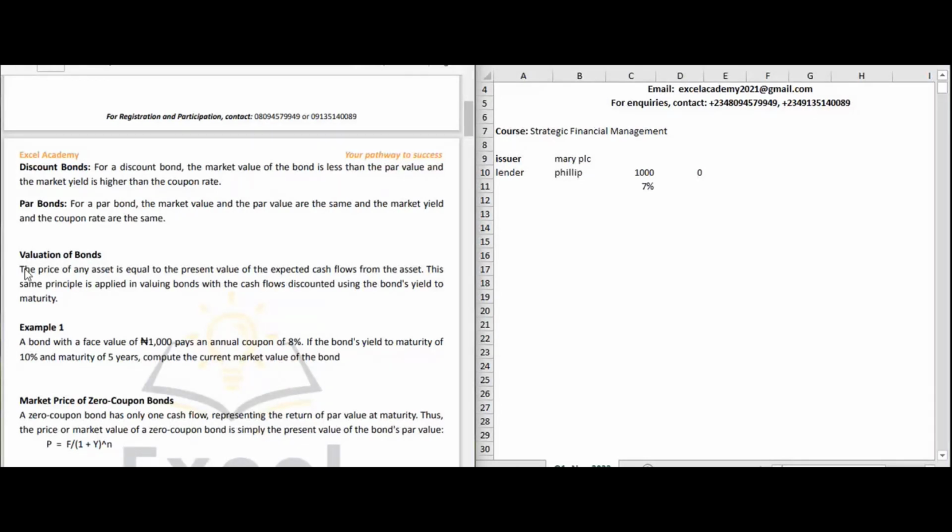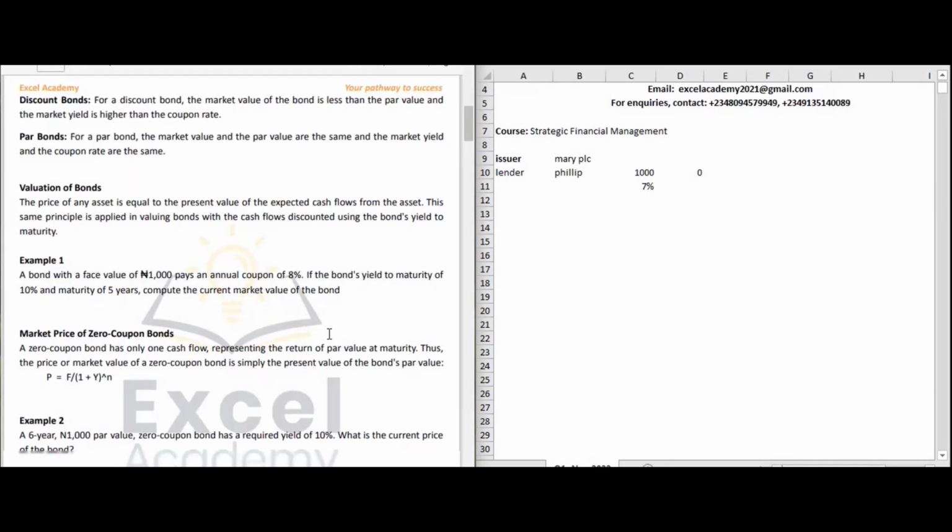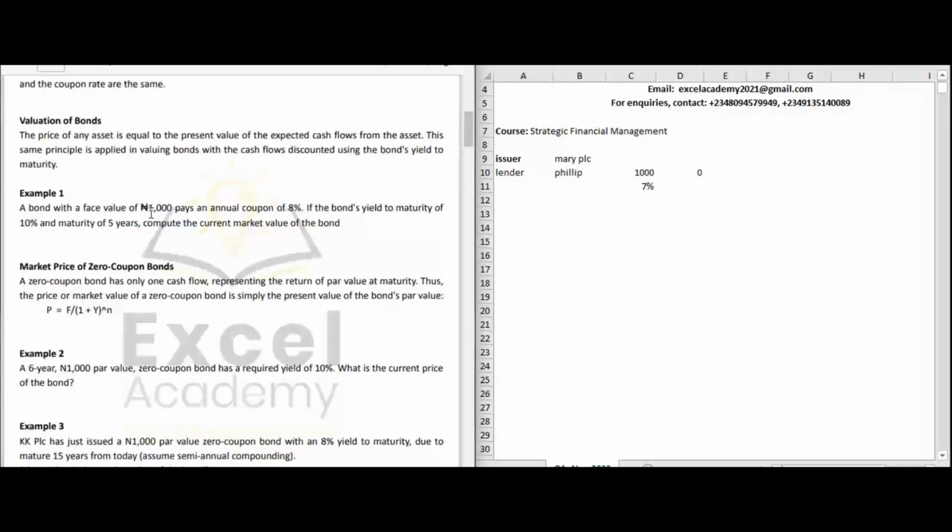So let's look at this in illustrations. A bond with a face value of 1,000. I've explained what face value was just now. A bond with a face value of 1,000, an annual coupon of 8%. Now, if we are treating bond valuation, you keep seeing things like coupon. Coupon is interest. Coupon of 8% means this bond is paying interest of 8%. If the bond yield to maturity is 10% and with a maturity period of 5 years, compute the current market value of the bond.